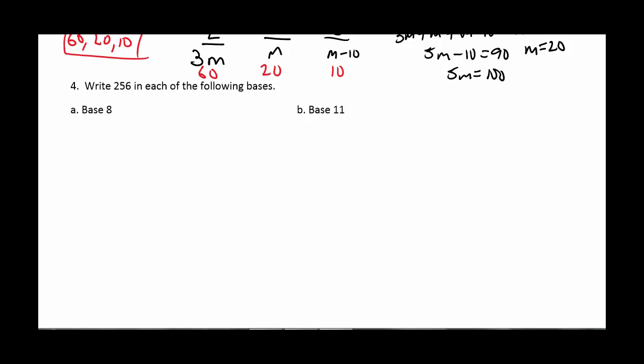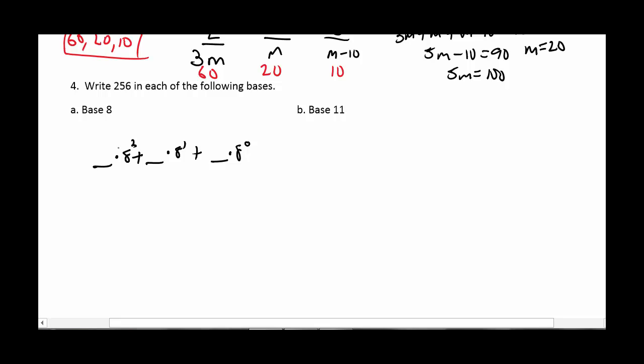Number 4, write 256 in each of the following bases. Okay, so we're going to convert the number into another base. Right now it's in base 10. So what I want to do is think about, let's see, 8 to the 0th power times something plus 8 to the 1st times something. I just realized I need more space to write. Okay, so 8 to the 0 times something, 8 to the first times something, 8 squared.